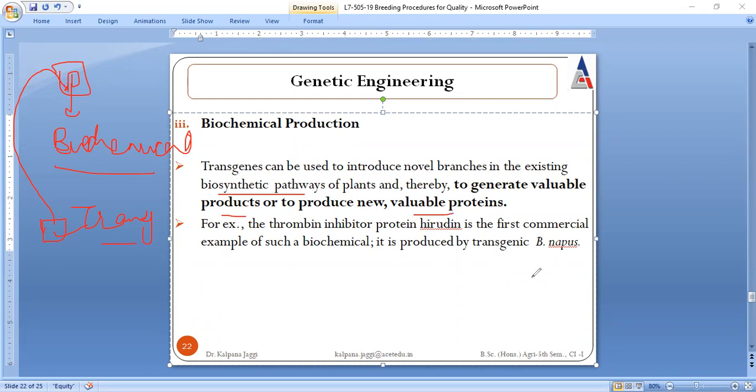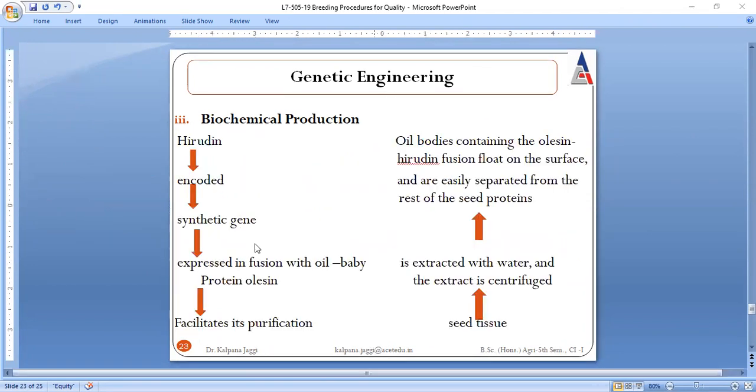For example, the thrombin inhibitor protein hirudin. This is the first example of this biochemical production, and it is produced by Napus, right? So hirudin is encoded by a synthetic gene, and this is expressed in fusion with the oil body protein oleosin that helps in its purification.